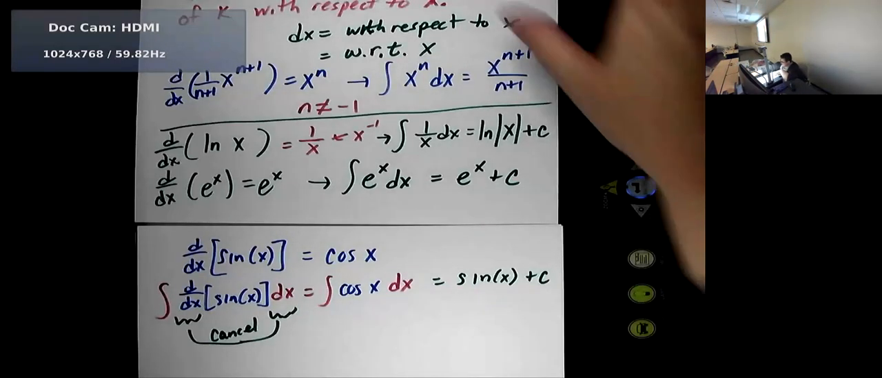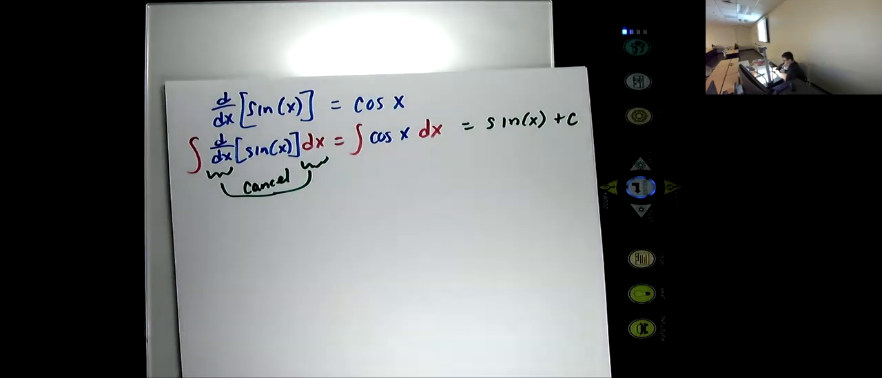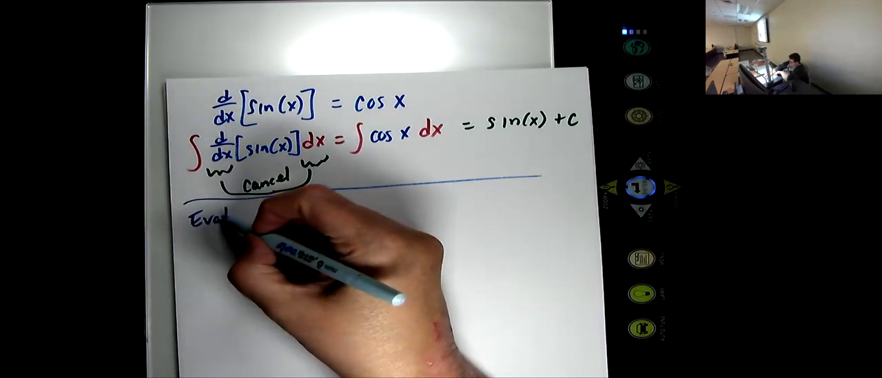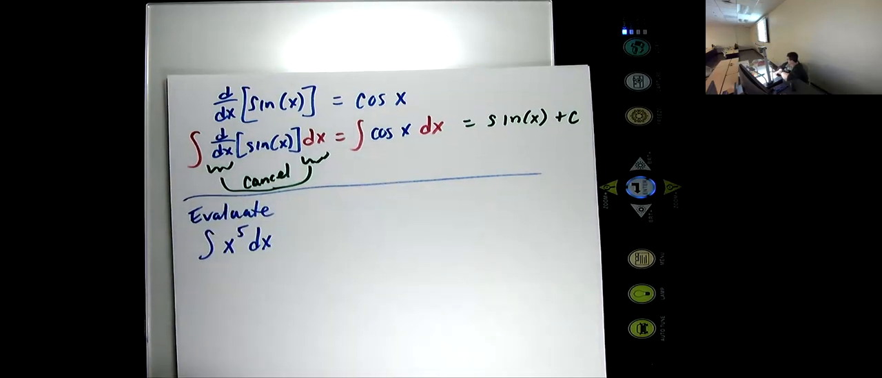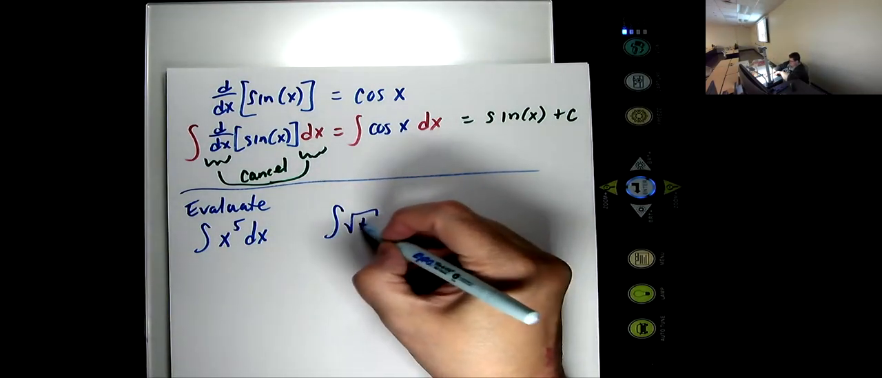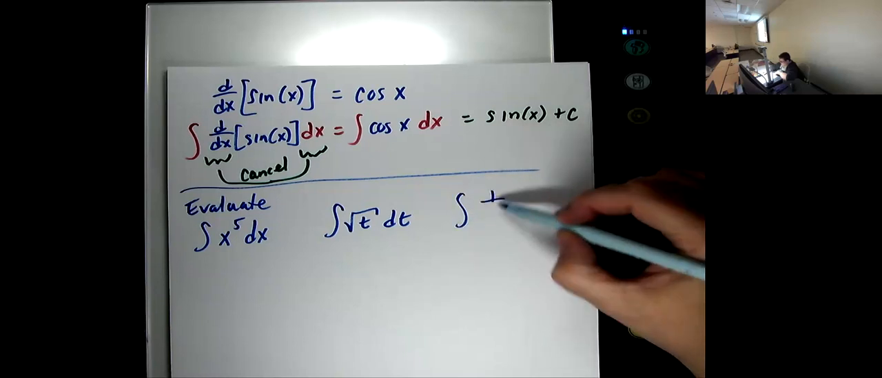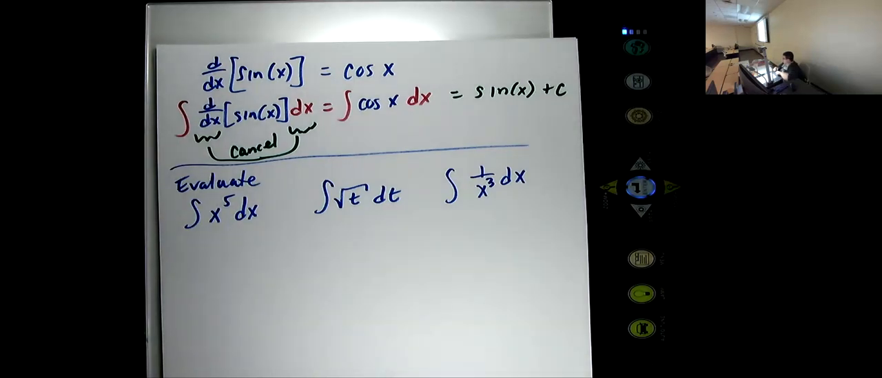Let's go over some exercises. Let's evaluate the following. X to the 5th dx. Square root of t dt. And 1 over x cubed dx. Take a minute and try to figure out what those are.